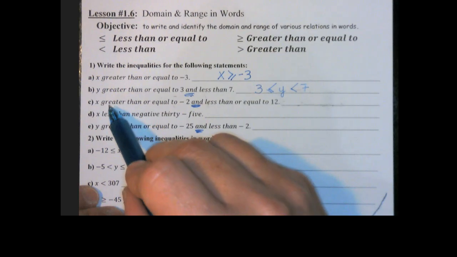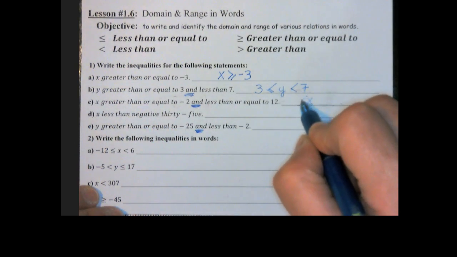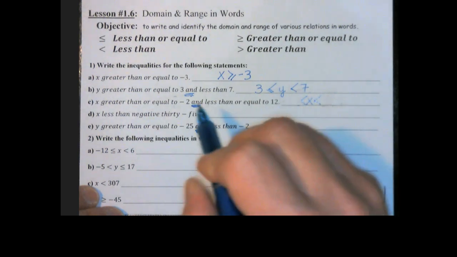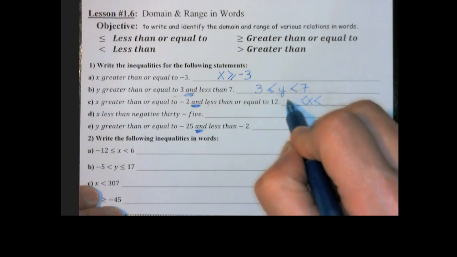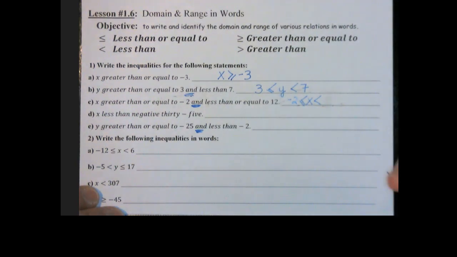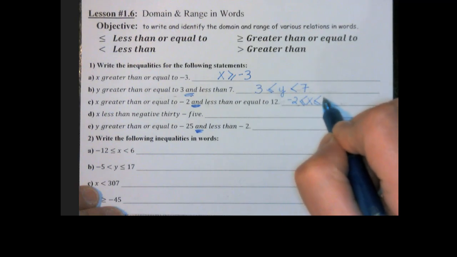Okay, so here I have the word and, so that means you put the x in the middle, put the two inequality signs, and you say, okay, x greater than or equal to -2, so -2 is the beginning of my interval, and less than or equal to 12.